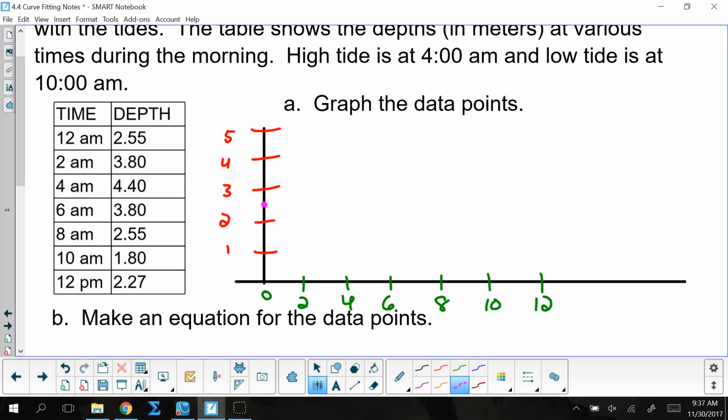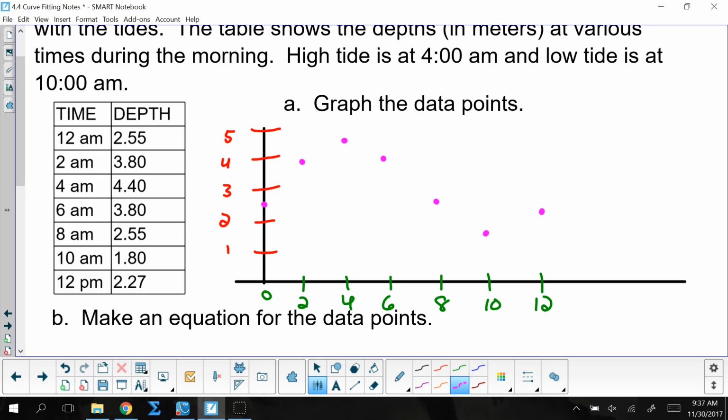Okay, so at 2, 3.8. At 4, 4.4. At 6, 3.8. At 8, 2.55. At 10, 1.8. And at 12, 2.27. Agree with that? Okay?